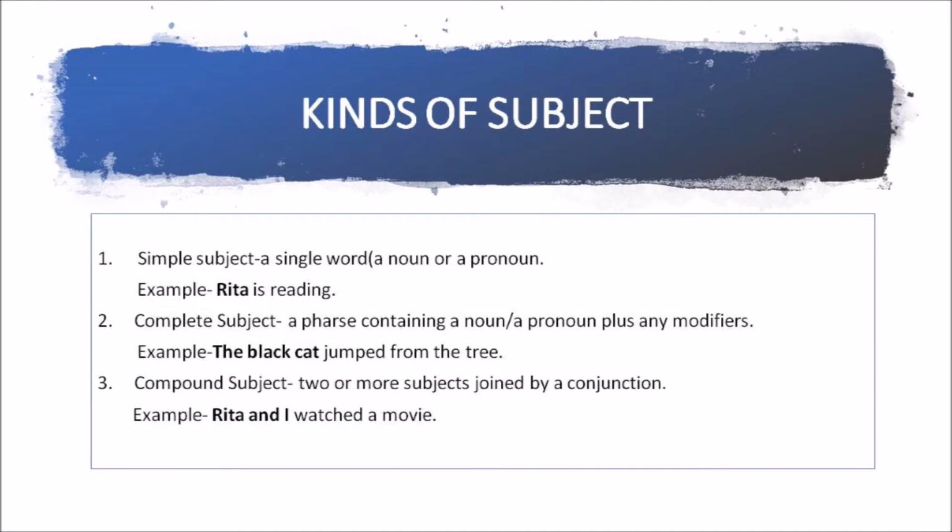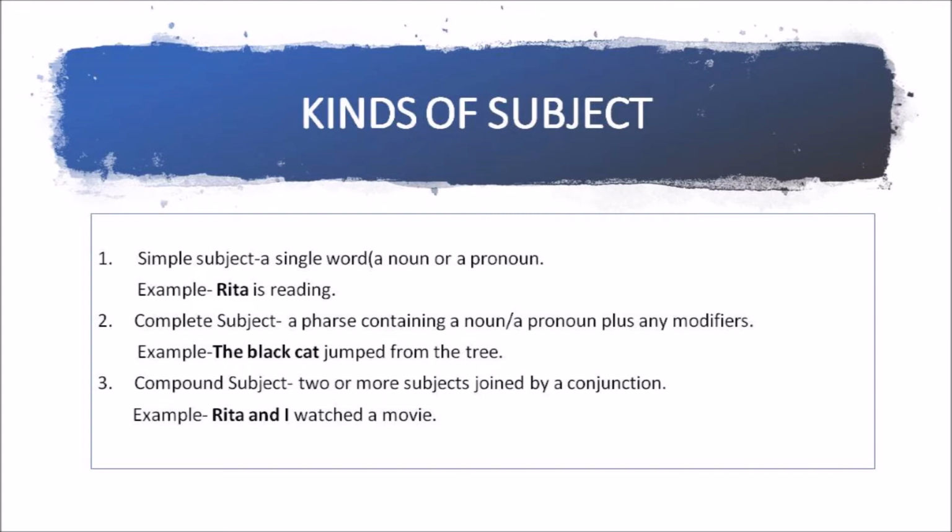The second one is complete subject. It can be a phrase containing a noun or a pronoun plus any modifier. For example, the black cat jumped from the tree. Now, what is a modifier? A modifier is a word which is an optional element. For example, if we say the cat jumped from the tree, it doesn't affect the sentence. But when we use a modifier, black, the black cat, then the whole becomes the subject.